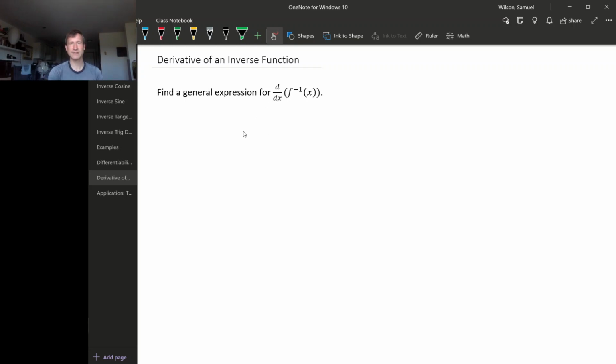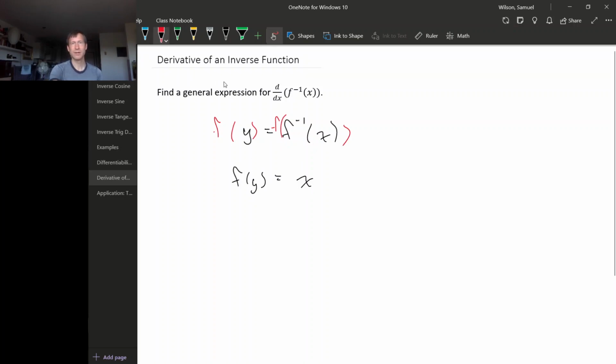So first of all, let's name this function. We'll name it y. And now we can apply the function f to both sides. On the left-hand side, we just get f of y. On the right-hand side, we get f of f inverse of x. That's just x. We're trying to find the derivative with respect to x, so let's take a derivative with respect to x here.